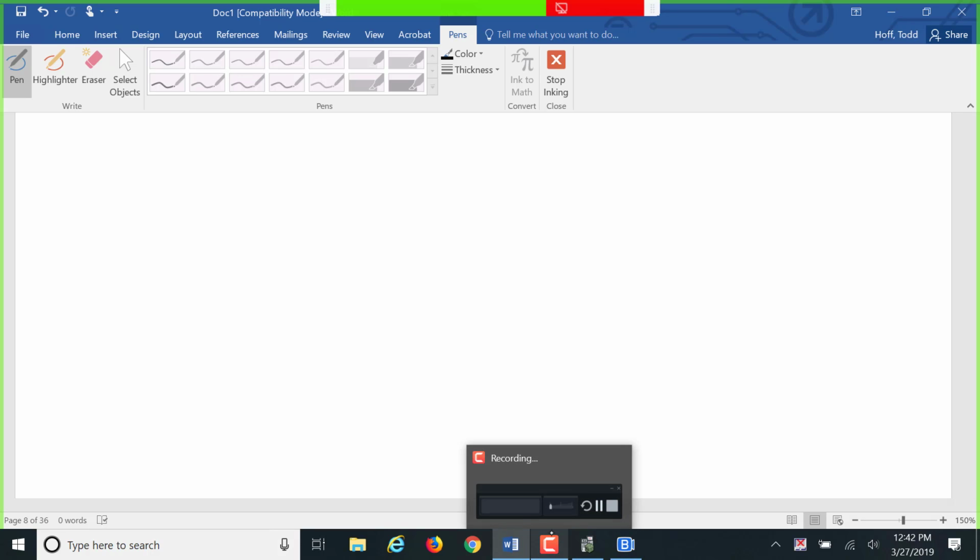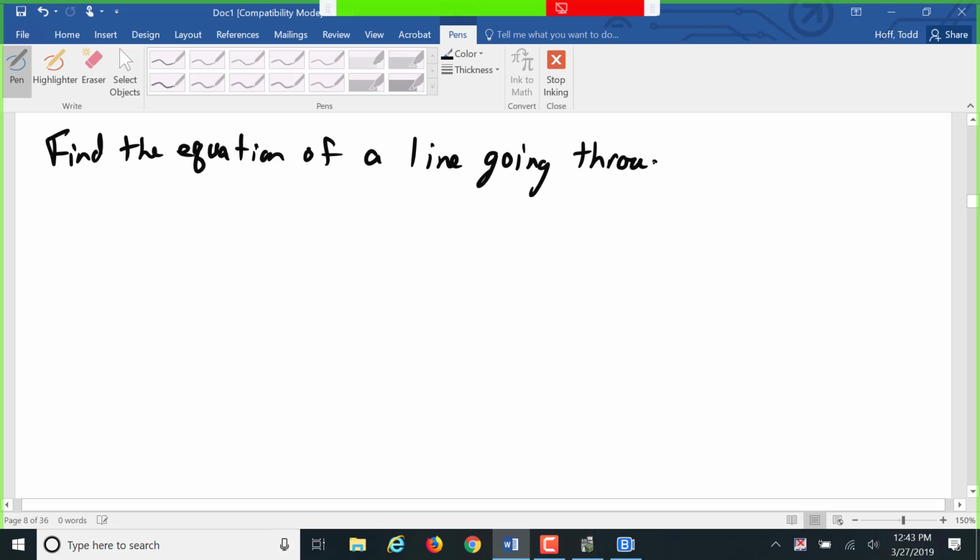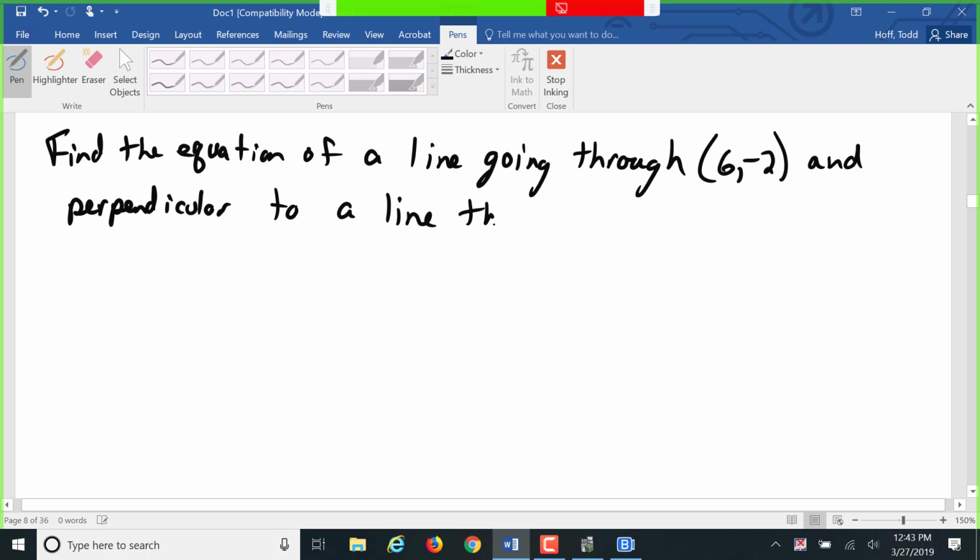Okay, so another example we might have, though, is find the equation of a line going through the point 6, negative 2 and perpendicular to a line through 7, negative 3 and, let's see here, 5, 0.